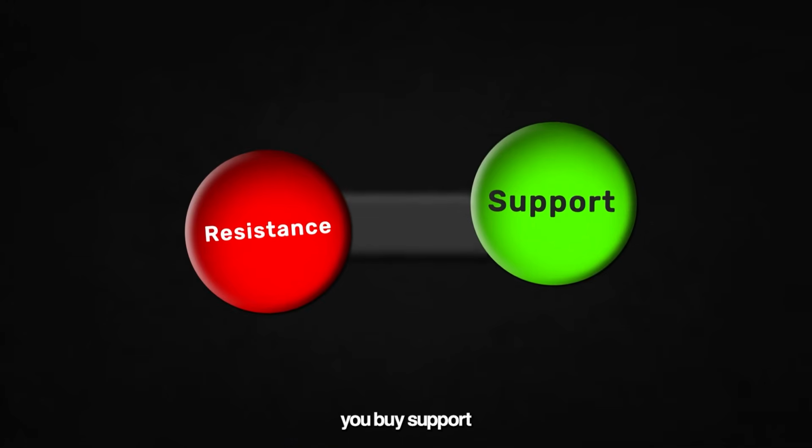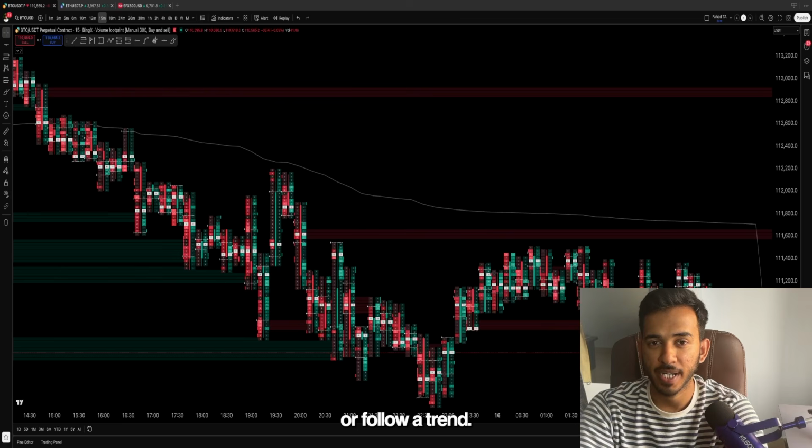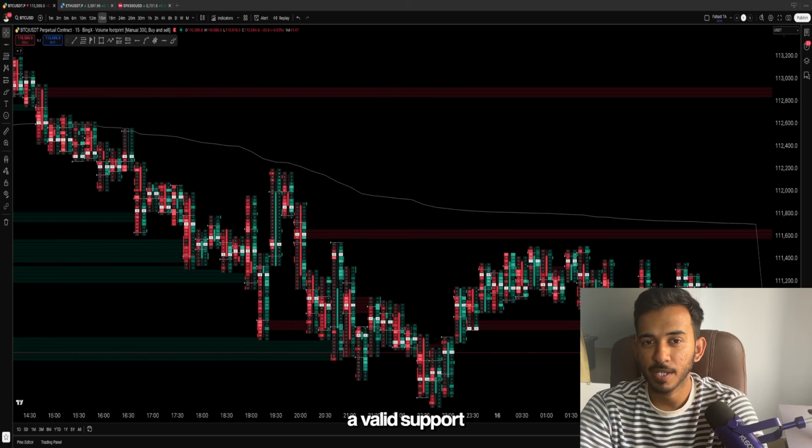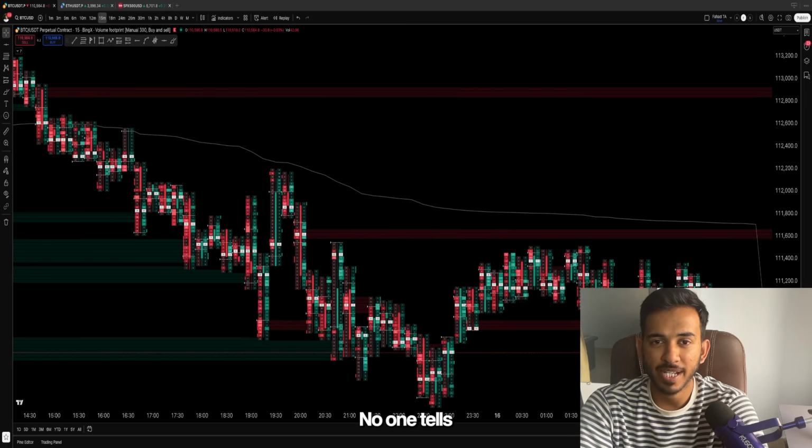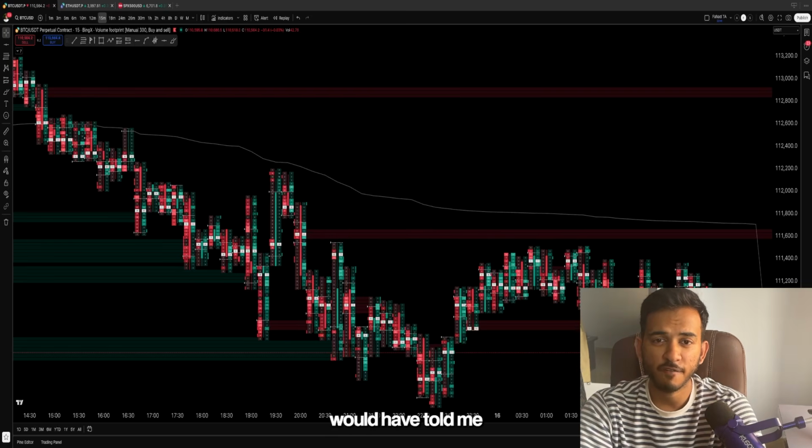Everyone tells you to buy support and sell resistance or follow a trend. But what defines a trend? What is a valid support and resistance zone? How do you understand the context of the market? No one tells you that. I mean, I can give you the most generic advice as well. But will that help you? Absolutely not.